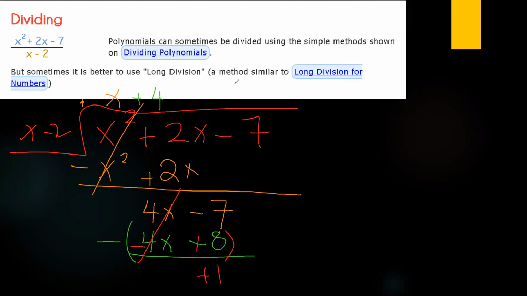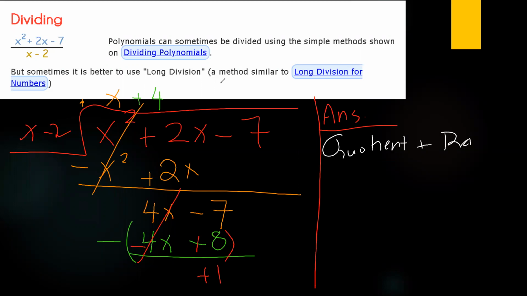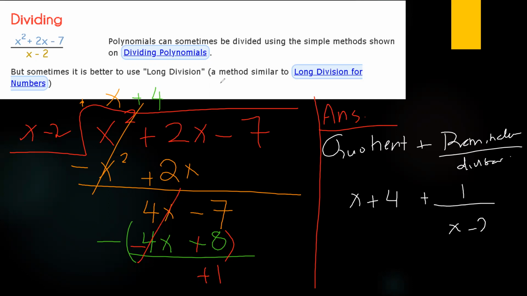So when you write the answer, remember that you have to write it like quotient plus remainder over divisor. The quotient here is x plus 4, plus 1 over x minus 2. This will be now the answer here.